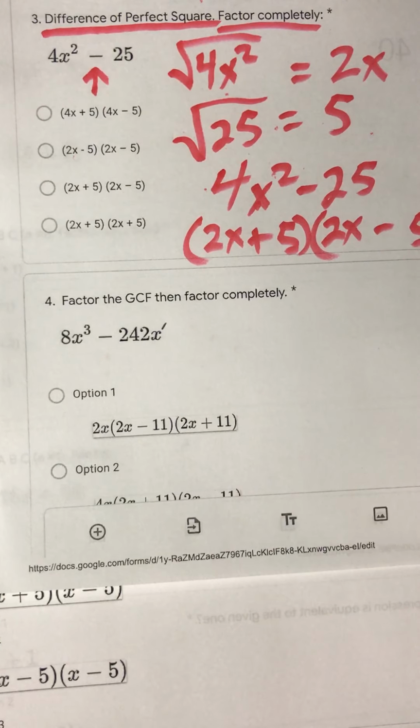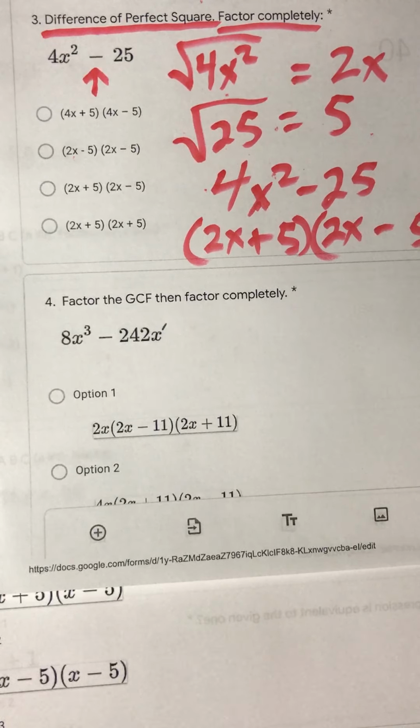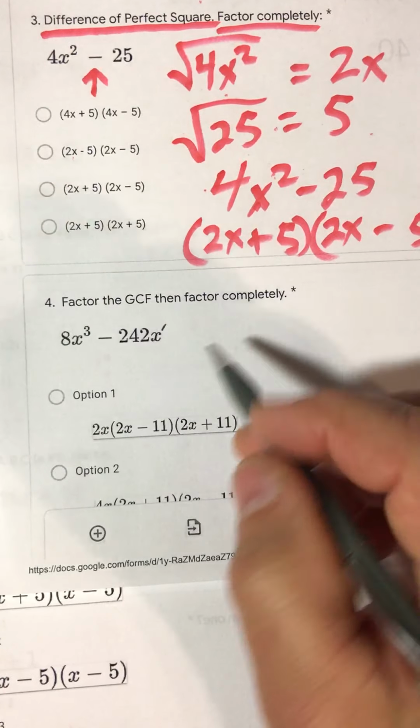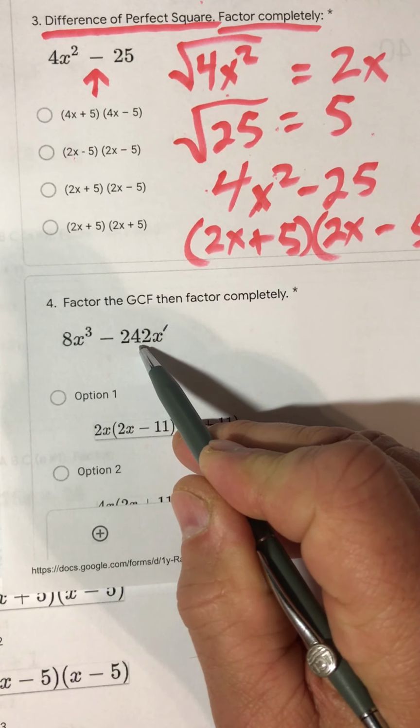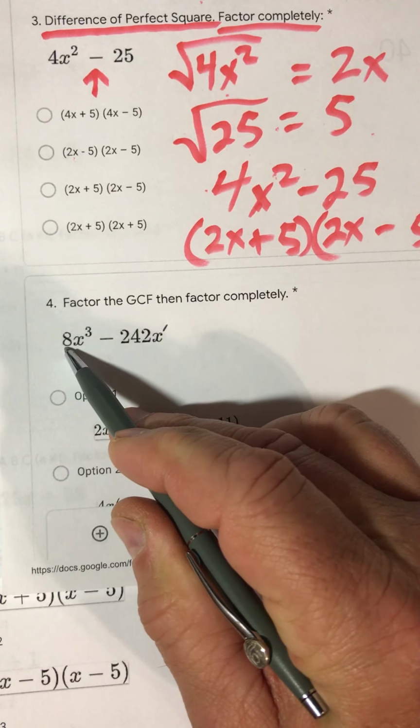So you just get your calculator and you do 242 divide that by 8 and see if it gives you a whole number. This 8 will not go into 242. It leaves a decimal. So then you have to start reducing.